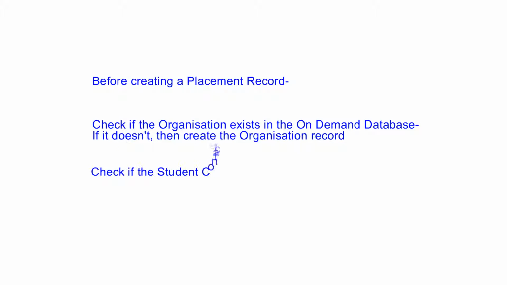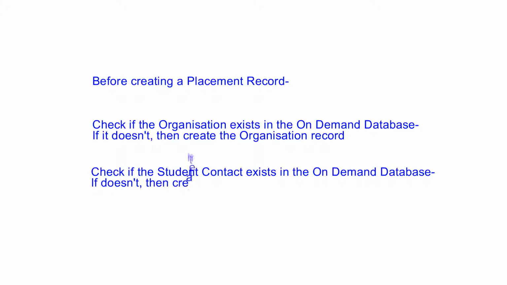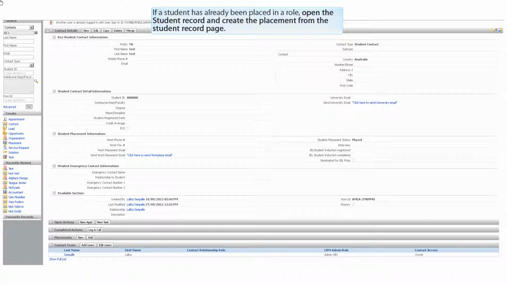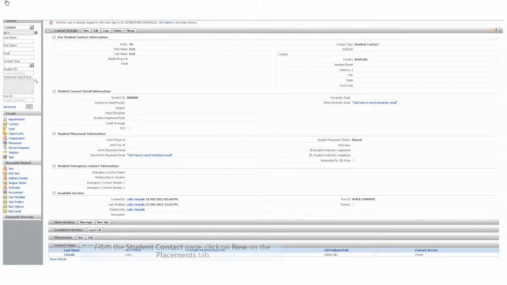Similarly, it is also important to check if the student record exists in the database. If it doesn't exist, then the student contact needs to be created as well. If a student has been placed in a role, open the student record and create the placement record from this location. This will ensure that the primary contact for the placement will be the student contact. To create a placement, click on New on the Placements tab.